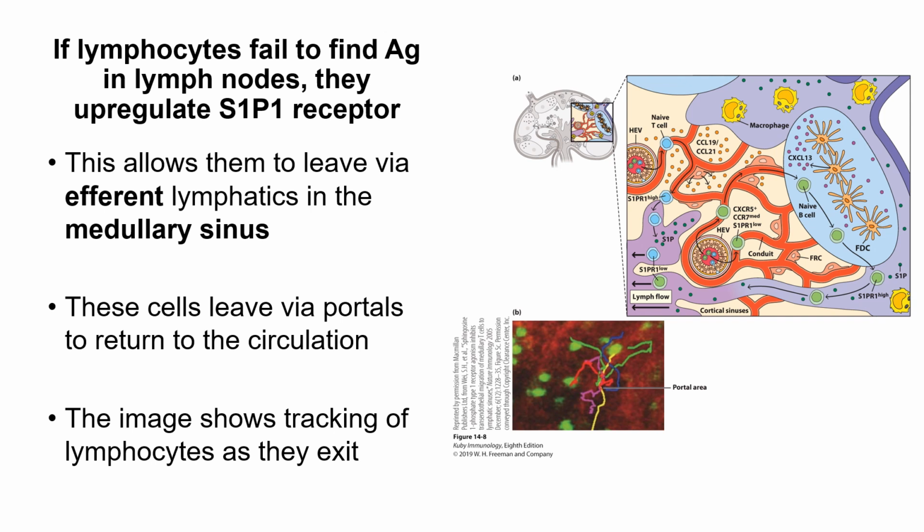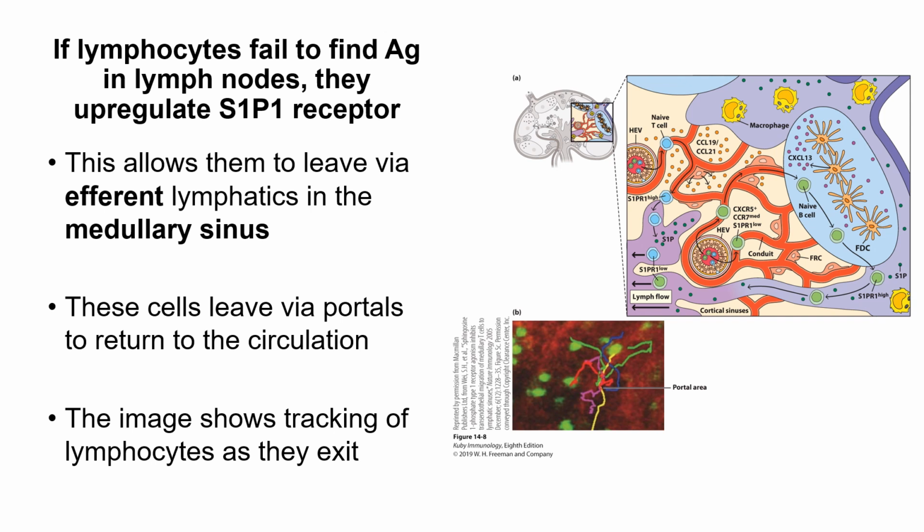If there's no actual infection, or if that particular antigen isn't found in that specific lymph node, these cells upregulate the S1P receptor. We've seen this S1P receptor before. This is not new to this chapter. It's basically an exit signal, and it allows these cells to exit the lymph node via the efferent lymphatics in the medullary sinus. The cells leave via portals and re-enter the circulation.